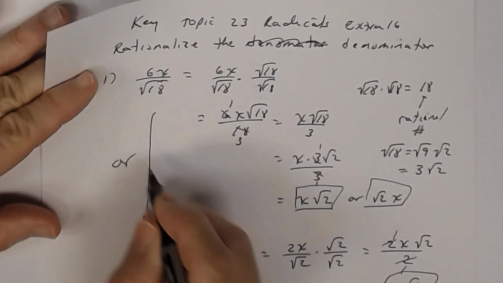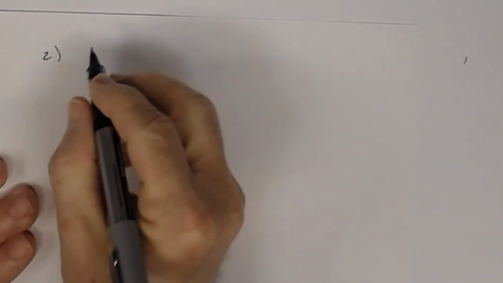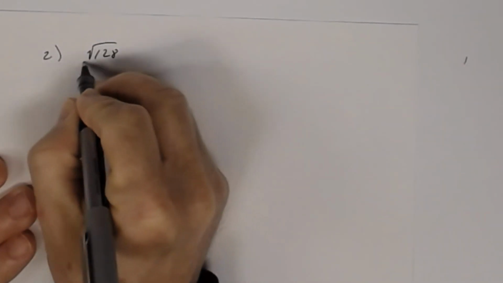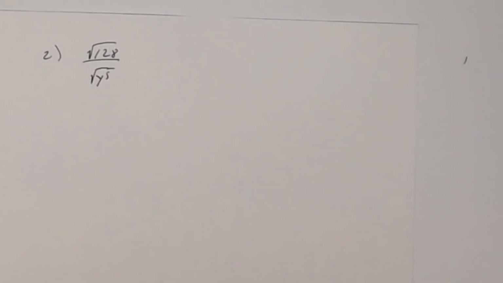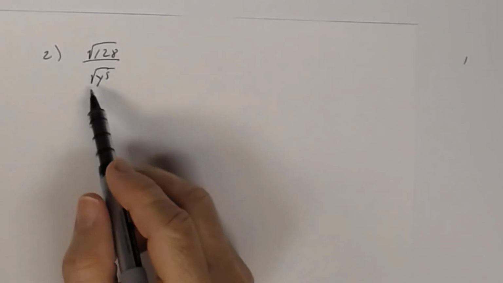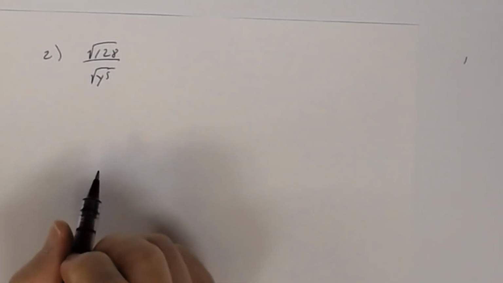All right, so that was number 1. So I'm going to go ahead and put the word R in all of these. Okay. Number 2. Number 2, we have this. So we have the square root of 128 divided by the square root of y to the 5th. Now, since I have a variable right here, what I would do is simplify this first.